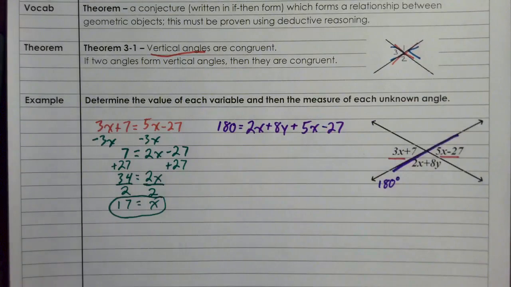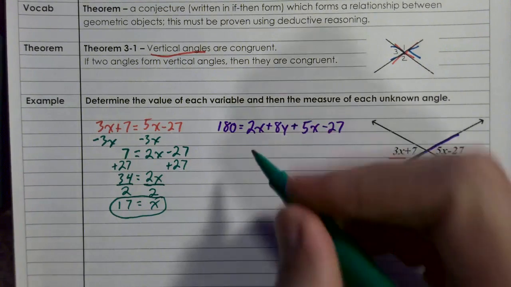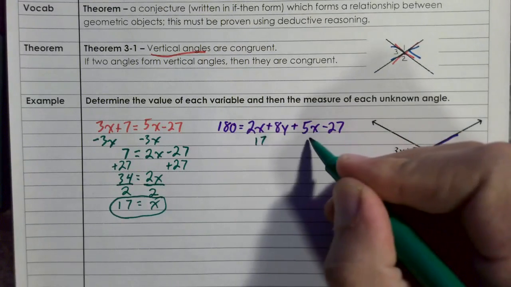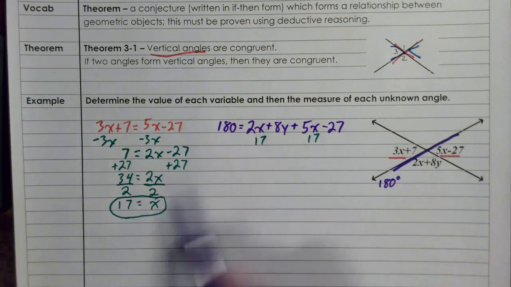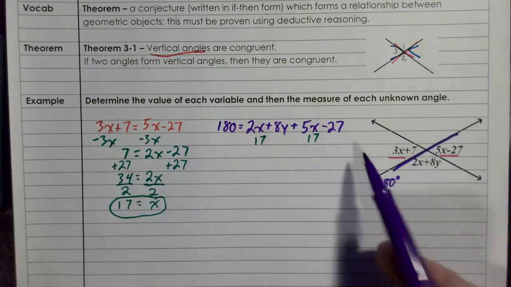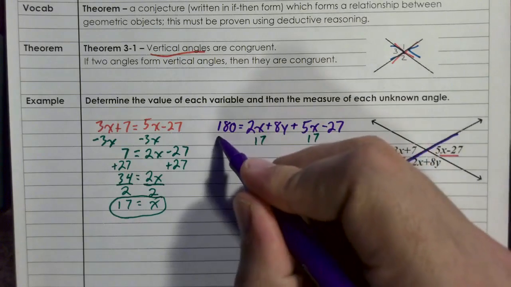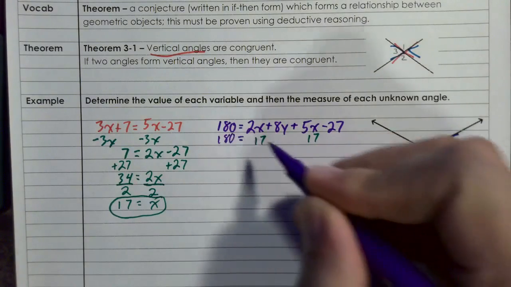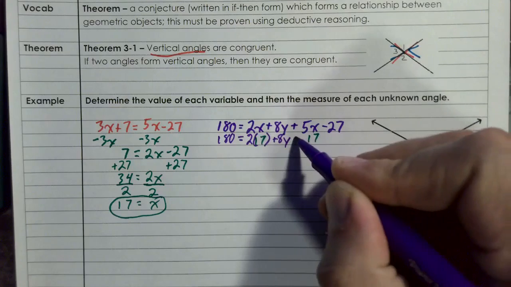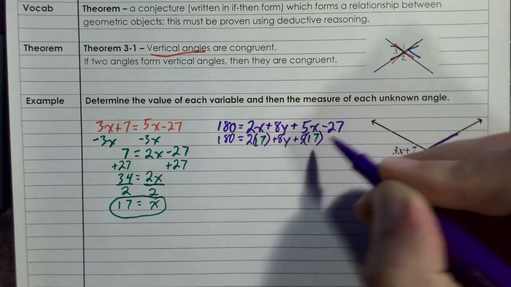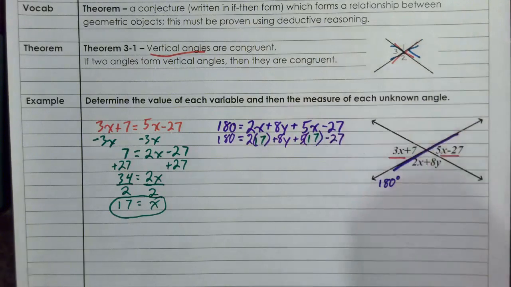Now, we just solved for x, so we know what x is, so let's go ahead and put that in. So that's 17, 17. I wouldn't have been able to solve this earlier if it weren't for that 17, because there's just too many variables in this equation here. So it's a good thing that we got that x first, right? So plus 8y plus 5, 17 minus 27.